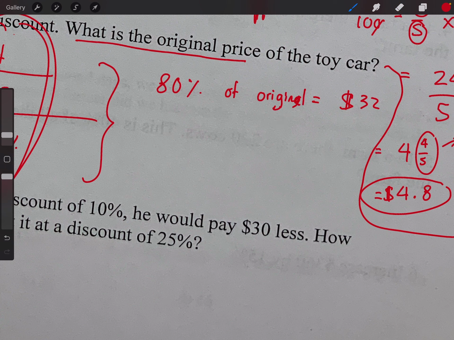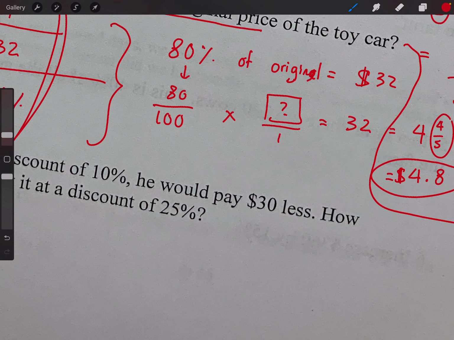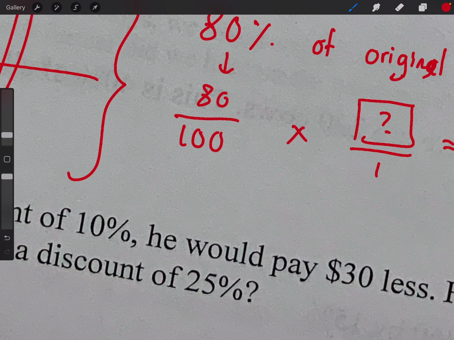Let's just change these ones from percentage to fraction. It'll be 80 over 100. Of means times. Original we don't know yet, and it's equal to $32. Original, let's assume it's a whole number, it will be over 1. Now, let's have a look at this. Let's simplify this. Cross out, cross out. 8 over 10 can be written as 4 over 5.